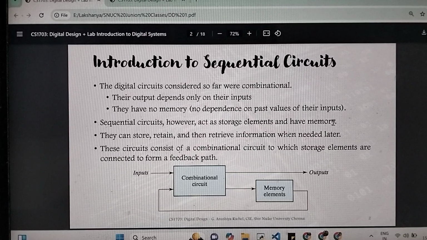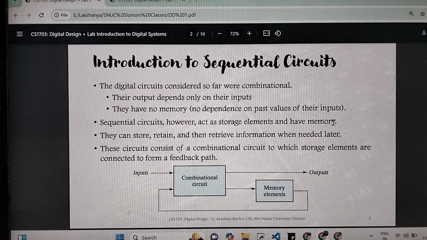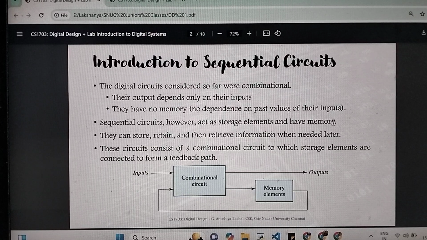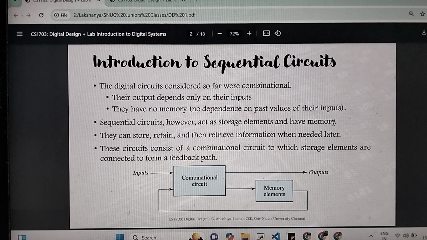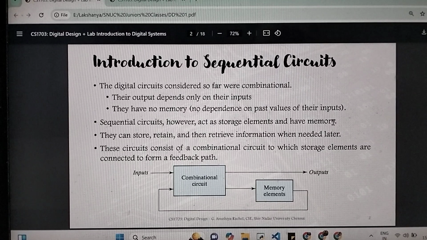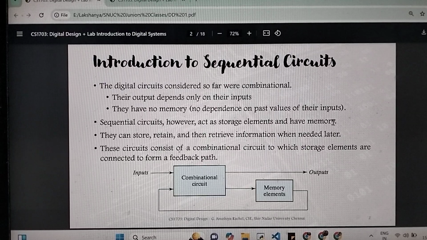So for the same input, let's say I have one input x and one output y. Now for the same input x, if my current state is 000, my output y will be different than if my current state is 111. Similarly, for the same input x, if my current state is 000, the next state will be something else, let's say 001. And if my current state was 111, then the next state could be different. This is just an example.